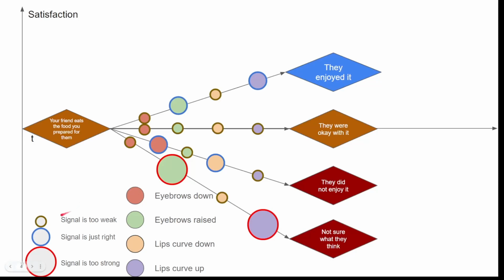If you look at the different circle sizes and borders, you can see that the absence of a signal is small and has a brown border. A perfect signal is medium and has a blue border. And an irregularly large signal is large and has a red border.